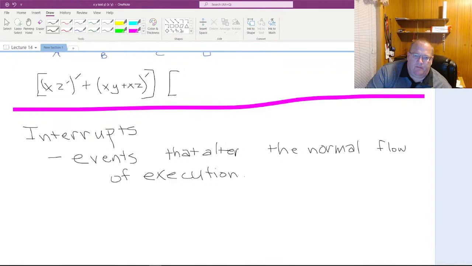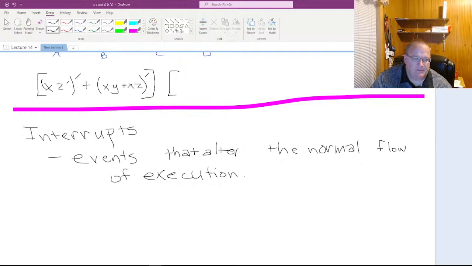When you load up a program, you make the assumption that it's just going to run for the whole time. But let's think about, right, your cell phone is a computer. So you're on your cell phone and you're watching a YouTube video, or maybe some kind of streaming service. It doesn't matter. You're watching some kind of video. That video is playing, and that's the normal flow of execution. But then you get a text message. That's an interrupt.